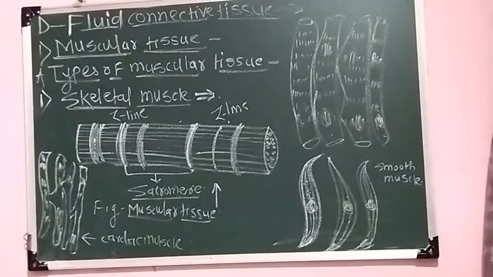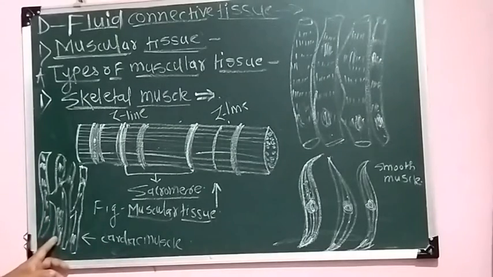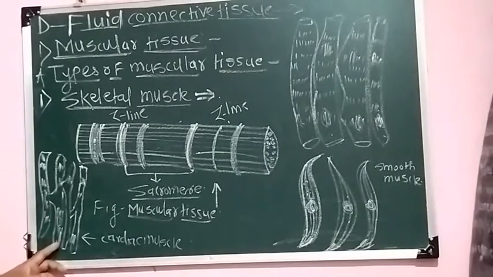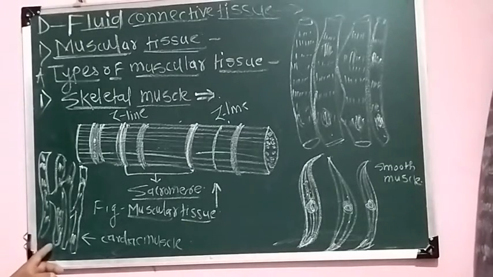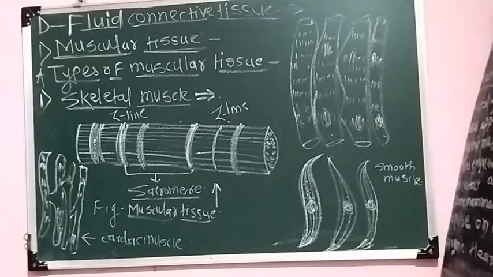Some mammalian cardiac muscles generate impulse. This is a cardiac muscle. So some cardiac muscles of the mammals generate impulse on their own. That's why these are called a myogenic heart.